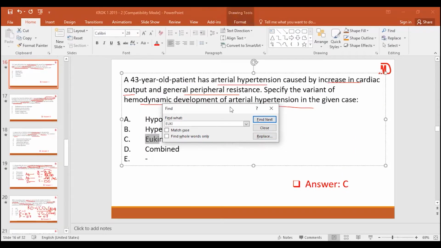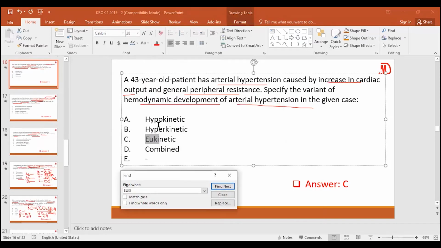Good. So we said, when we say hypokinetic, who can tell me what hypokinetic is? Anybody? Hypokinetic is for an increase in peripheral resistance. Wow, see how people are rushing to answer. I love that. So when we have increased peripheral resistance, we call it what? Hypokinetic. And when we have an increase in cardiac output, we call it what?